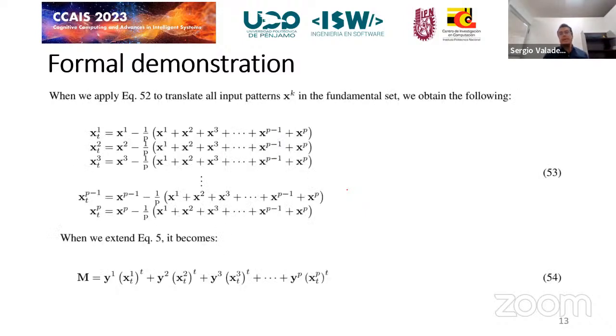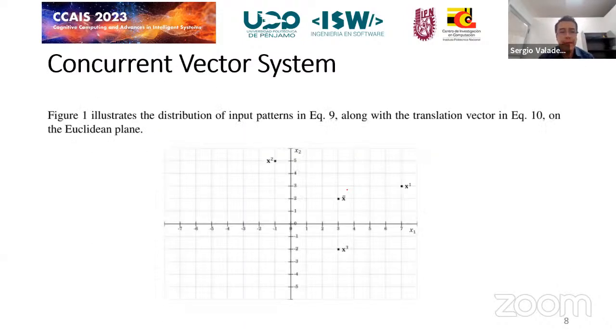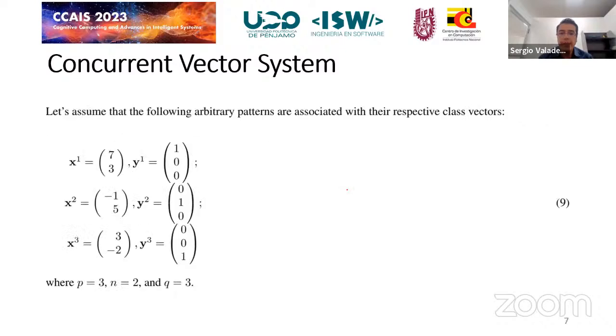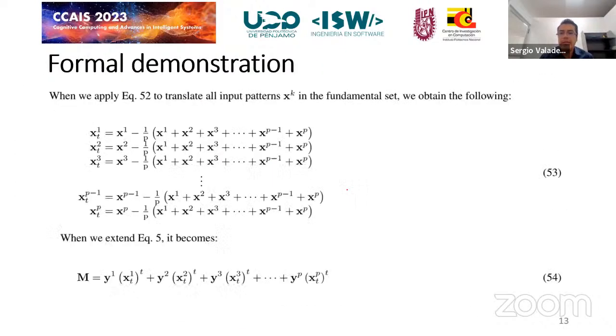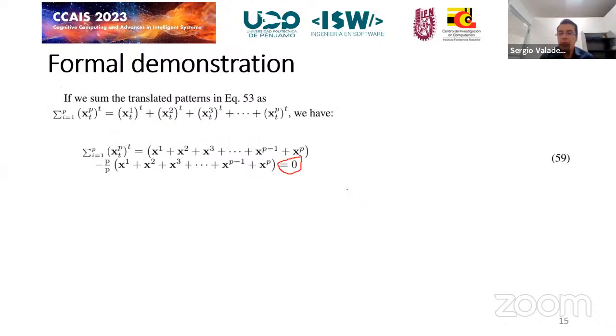That means the associative pattern classifier is a system of concurrent vectors in static equilibrium, which means that the algorithm could not adjust because the system is in a static state.